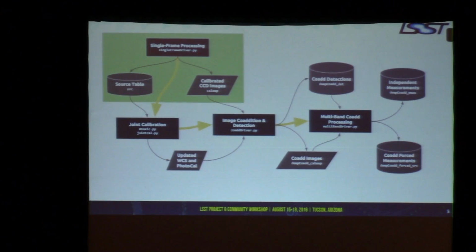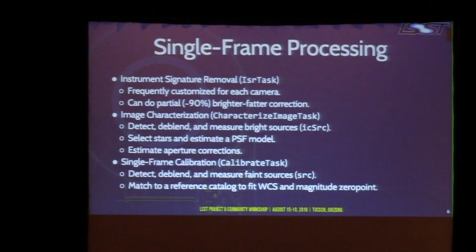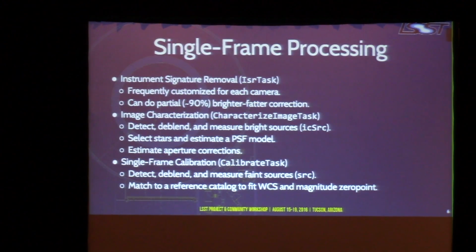So first up, I'm going to talk about this single frame processing where we generate the source catalog and the calibrated images. This is pretty straightforward. We do instrument signature removal. That's biases, flats, darks. This includes a brighter-fatter correction. It's not the brighter-fatter correction that we want to use eventually, but it's a brighter-fatter correction, and I think it's about as good as anyone else is doing right now.